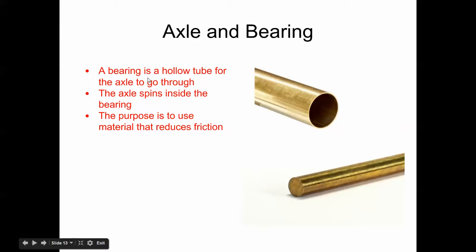Okay, so here, write this down. A bearing is a hollow tube for the axle to go through. It's hollow. The axle goes through it. They spin. The purpose is to reduce friction. This material, when it spins, has a lot less friction than plastic or cardboard or other things. So you want to use an axle and a bearing.